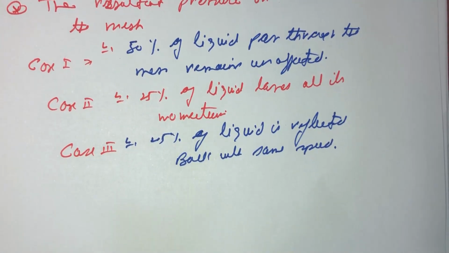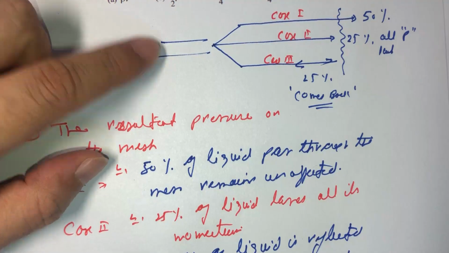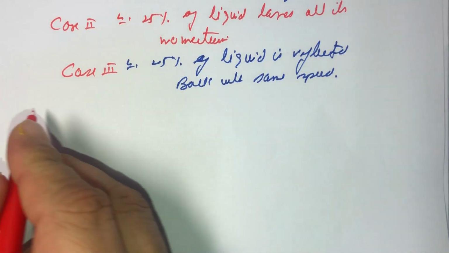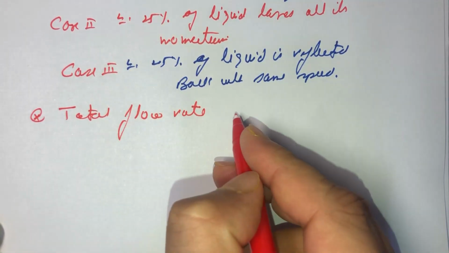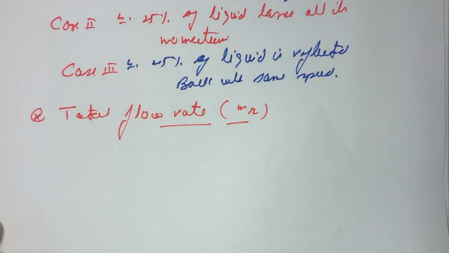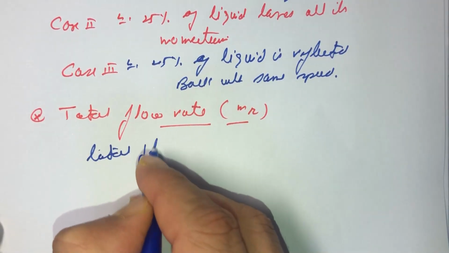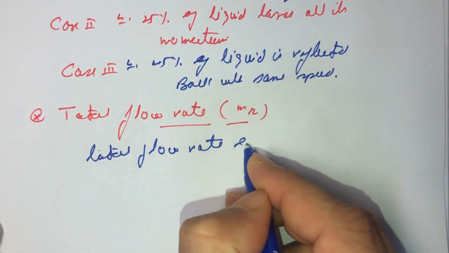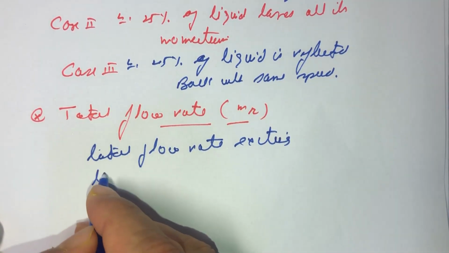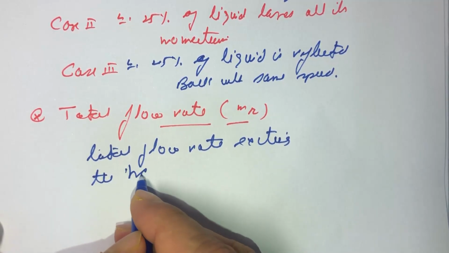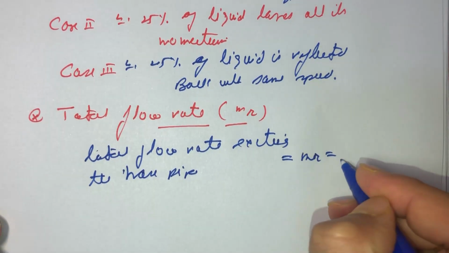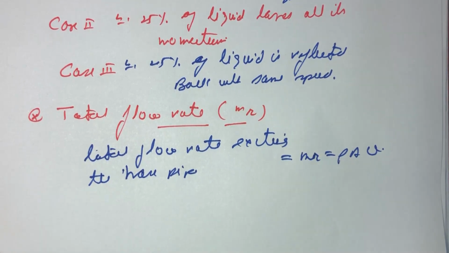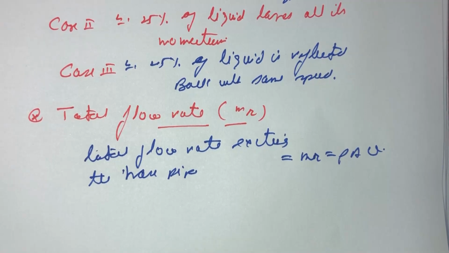First of all, let's find out what will be the total flow rate of this entire liquid from the hose. So total flow rate exiting the hose pipe is equal to MR, and that will be equal to rho A V, where rho is the density, A is the area of the cross section of the hose pipe, and V is the velocity.